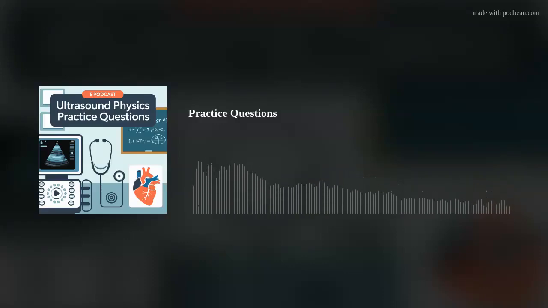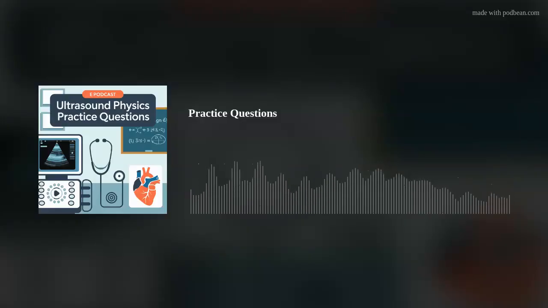Okay, this one asks about the relationship between frequency and wavelength. Can you refresh my memory on how those two are connected? Frequency and wavelength are inversely proportional. That means when one goes up, the other one goes down. Think of it like a seesaw. When one side goes up, the other side has to go down. So if the speed of sound in a particular tissue is constant, a higher frequency wave would have a shorter wavelength.